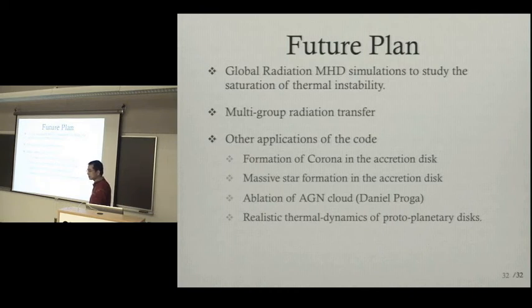So what's taking up all the time? Is it the radiation transfer? In the radiation transfer, we have to invert the matrix because we use the implicit method. Right now it's almost a factor of 4 slower than the normal Athena code.